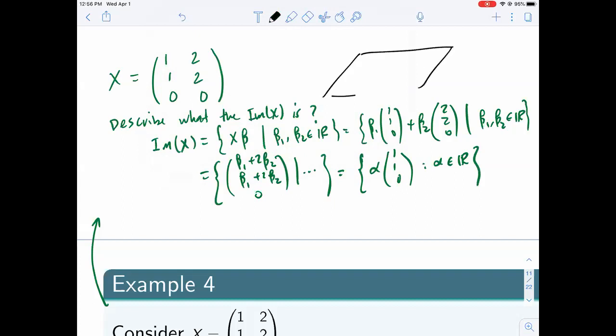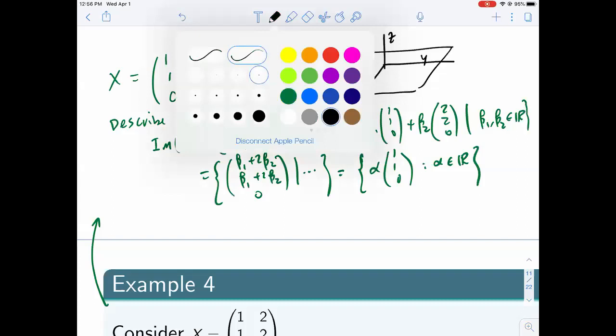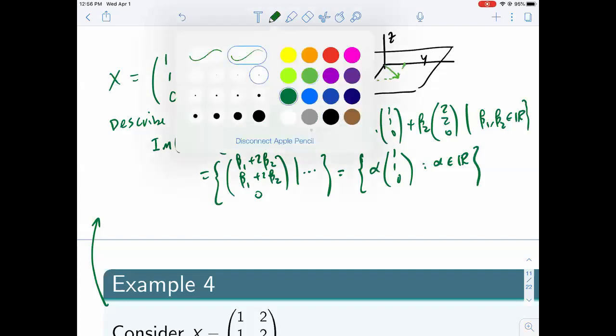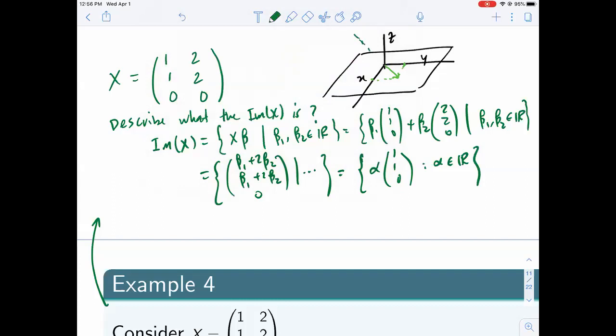If I have the XY plane, this is X, this is Y, this is Z, then the line would be something like (1, 1, 0). So that would be this line. And my image would be the set of everything that's in this direction. That would be the image of X.